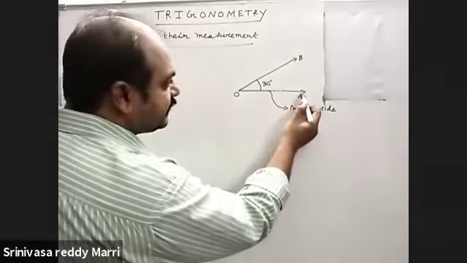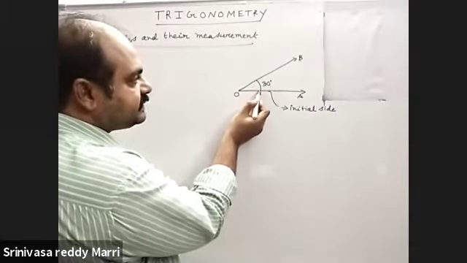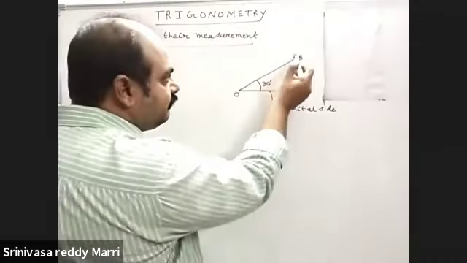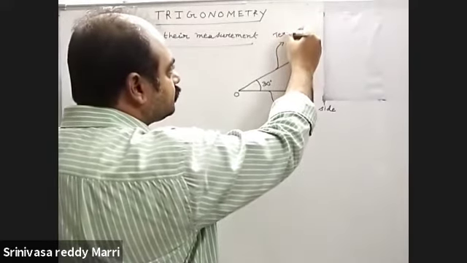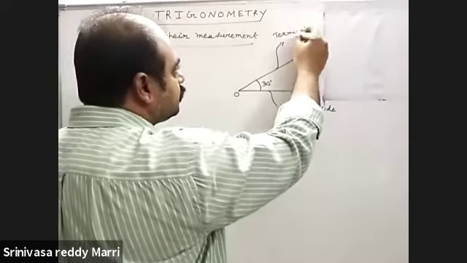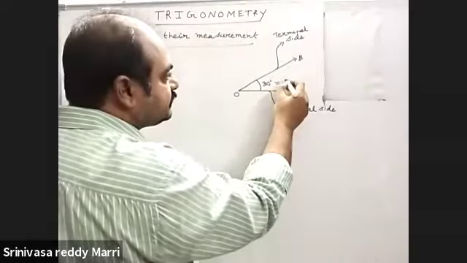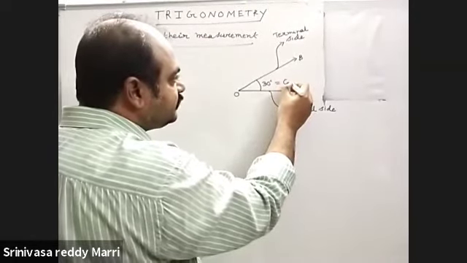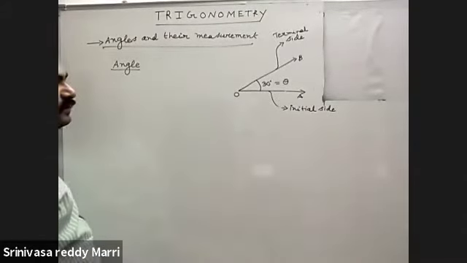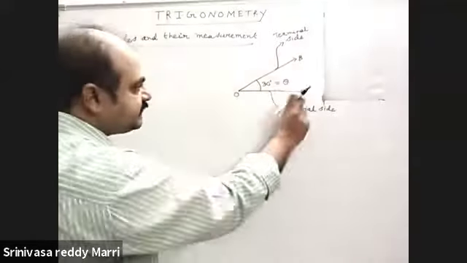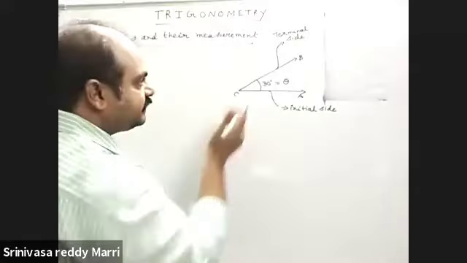Look at this, this is the initial ray. We want to measure an angle of 30 degree. We have measured an angle of 30 degree. This separation is 30 degree. We have drawn the terminal side or terminal ray. This angle is called 30 degree. Let us say it is denoted by theta. Whenever you want to measure the angle, first draw the initial side and then make an angle of 30 degree and then draw the terminal side.